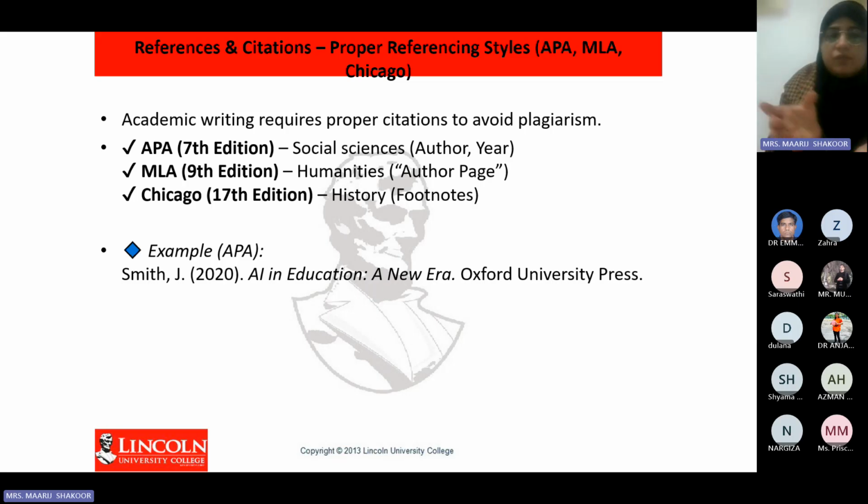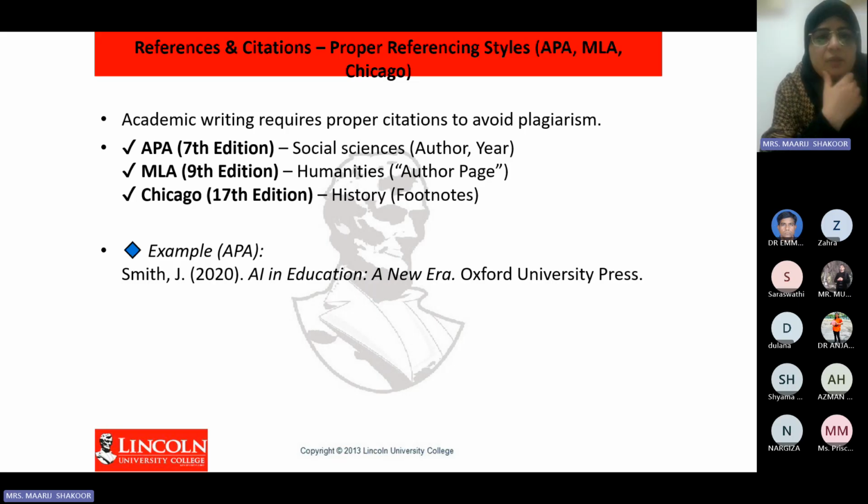Look how it is different: APA, MLA and Chicago, three of them are different. So you have to go with all the references with the passage of time, slowly, daily. You write that this reference I got, so I have to follow APA style. If it is APA style, I have given the example: the name Smith, comma, J., year mention, then A Era in Education, name of book, and New Era, Oxford University Press. Like this, if you are following APA style. If you are following MLA, then you have to follow that rule as well.